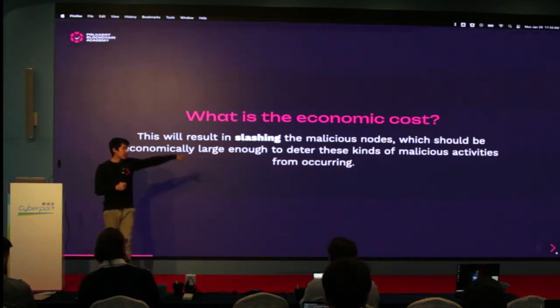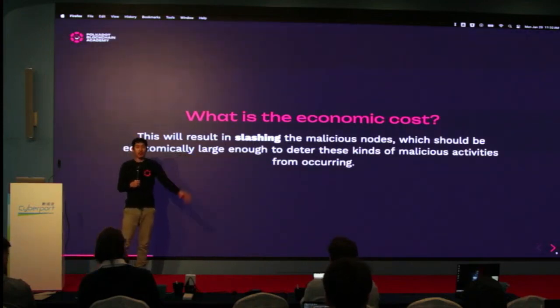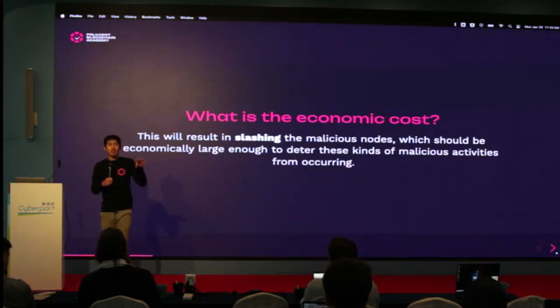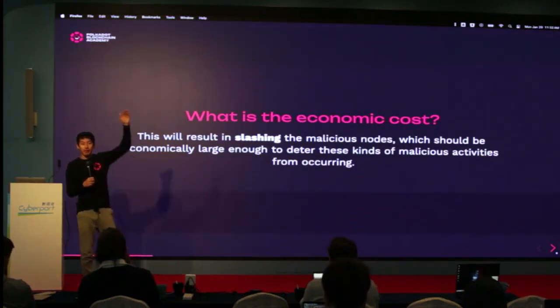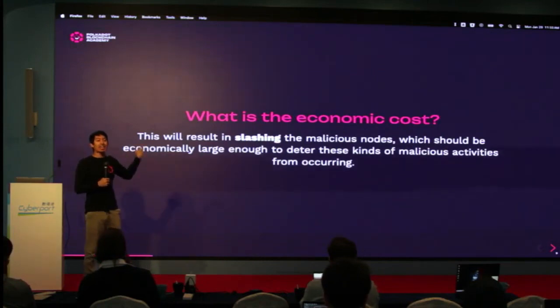So I want to clarify, I didn't mention here how much they get slashed. That is actually configurable for you as a blockchain developer. But you need to ensure that your slashing mechanism is high enough such that these attacks are not economically viable.